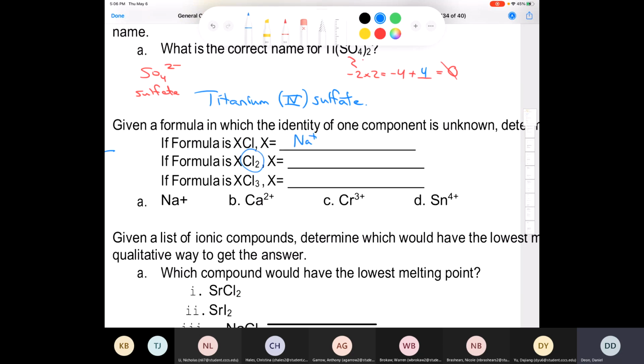Here we have -2, right? -1 times 2 gives you -2. So this must be +2. So this would be the calcium 2+. And then lastly, we have the formula XCl3. We have -1 times 3. That gives us -3. So our cation must have a 3+ charge. So that means that this would be chromium 3+. All right, so there we go.